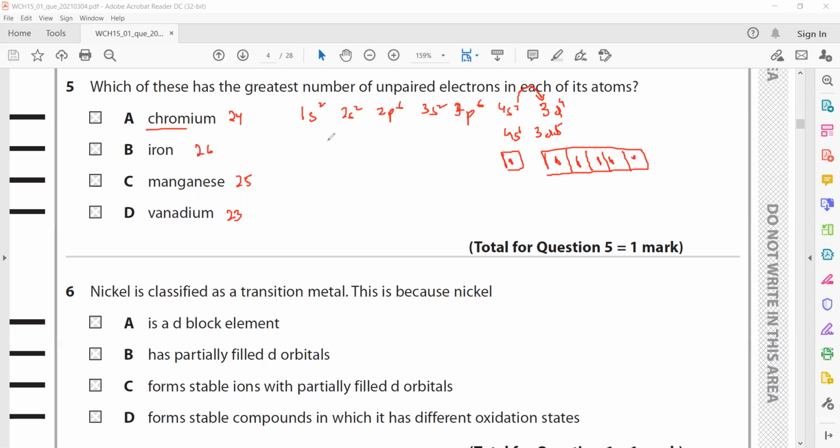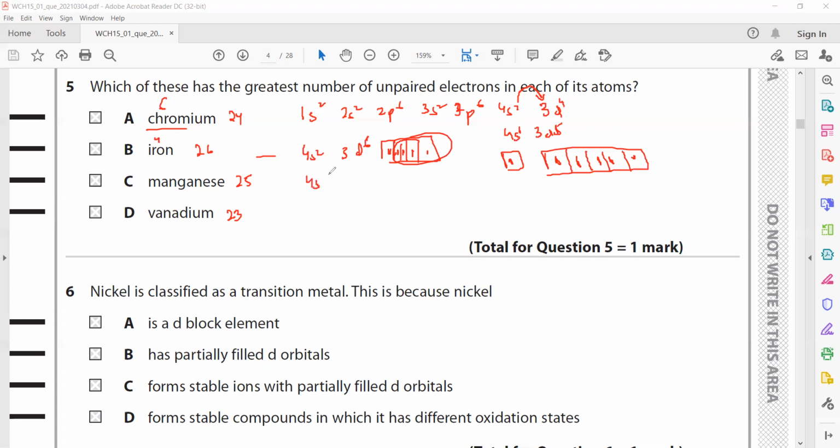Whereas in iron, when we write the same electronic configuration, till this point it will be the same, 4s2, and then 3d. Total is 26, so 3d6. When we write 6 electrons in the level, singly they will occupy the d orbitals, and there's a pair, so 4 unpaired will be there. So chromium has 6 unpaired electrons, and iron has 4.